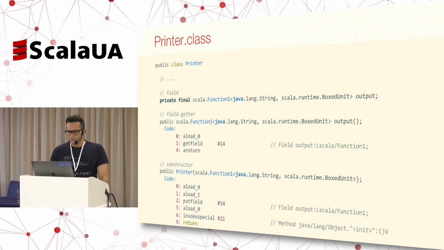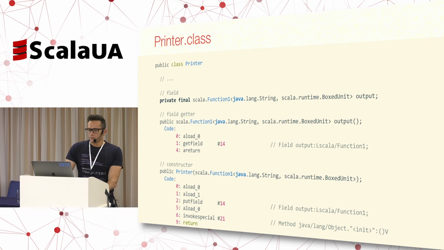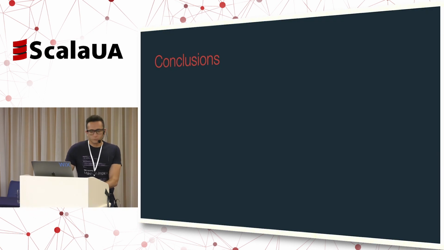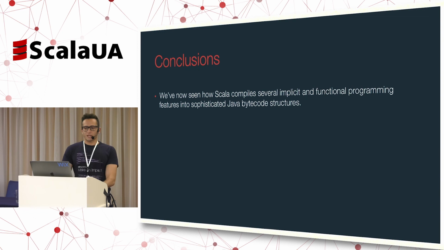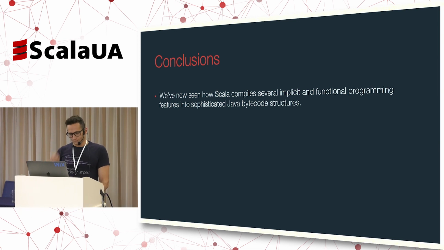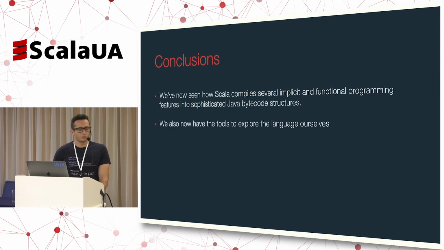So we saw a bunch of examples during the last 35 minutes. And conclusions. Well, we've seen how Scala compilers compile several implicit and functional programming features into sophisticated Java bytecode structures. We also saw the tools we can use each time to really go under the hood and observe what's going on. We can see the same pattern starting to happen again and again. When you're using an object or function, basically the Scala compiler creates different classes, and they behave in the same structure, delegating to anonymous functions, to anonymous classes, and so on.